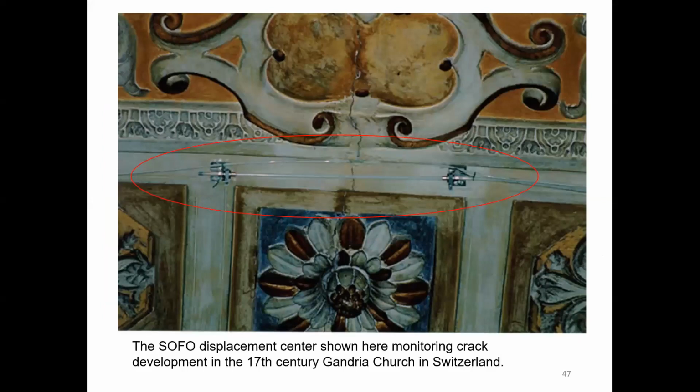Now there are some displacement sensors which can be used for monitoring crack development. So see, this is a very, very old church in Switzerland, right? And they embedded some small optical fiber sensors. It looks very big because the image is enhanced here, zoomed, but it's very, very small. It's not even visible. So if any crack happens, we know immediately and we can take care of that.